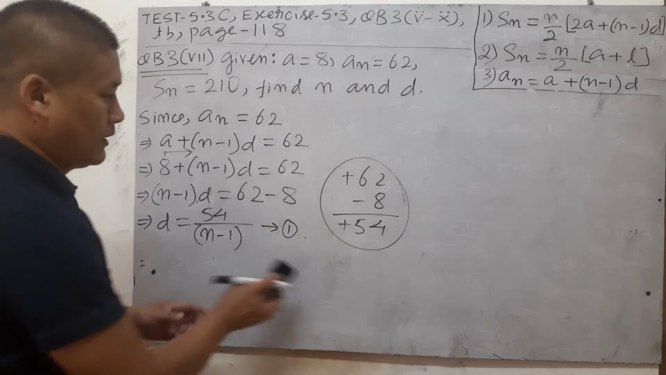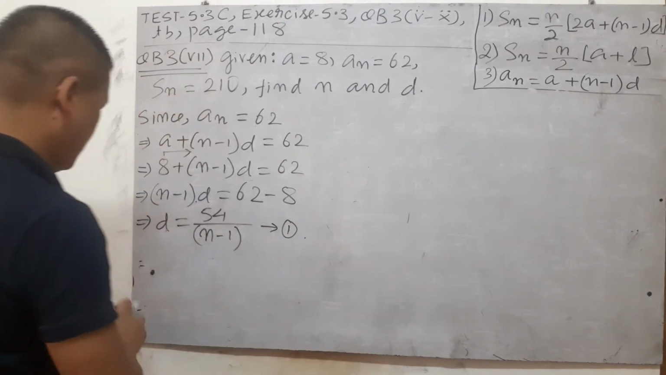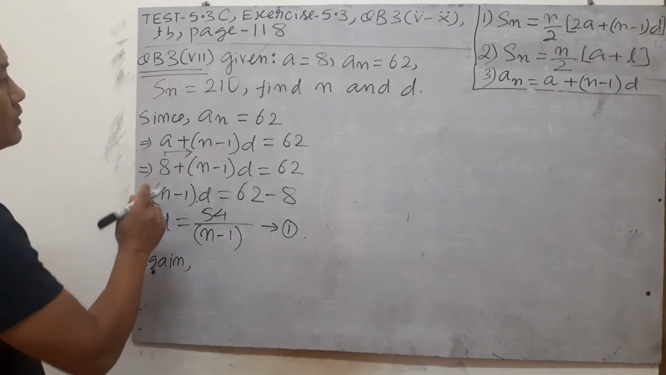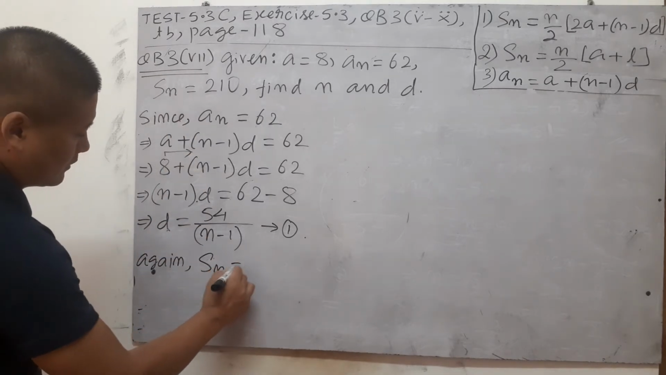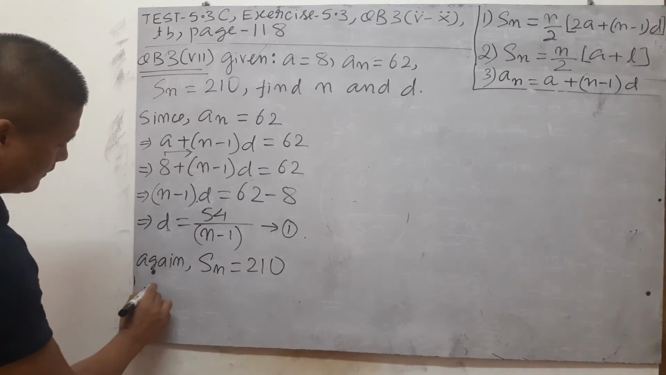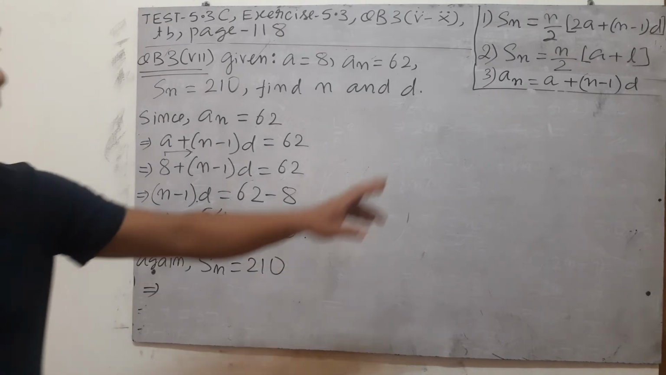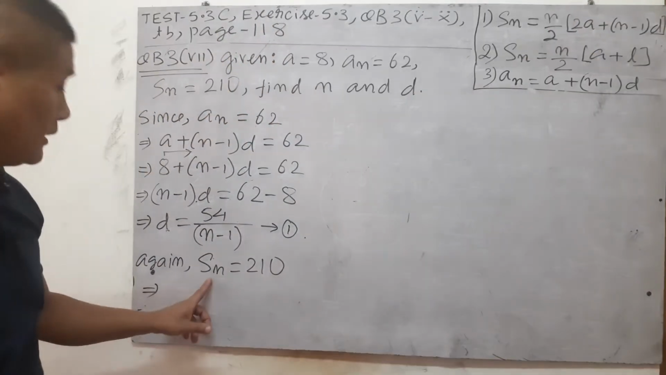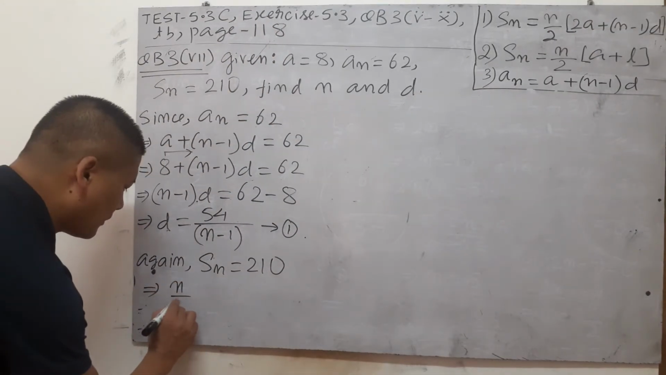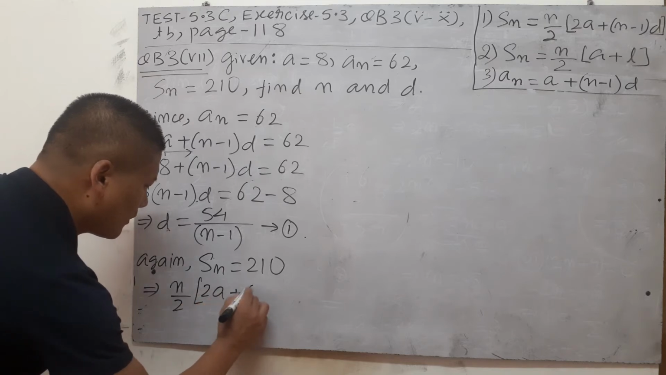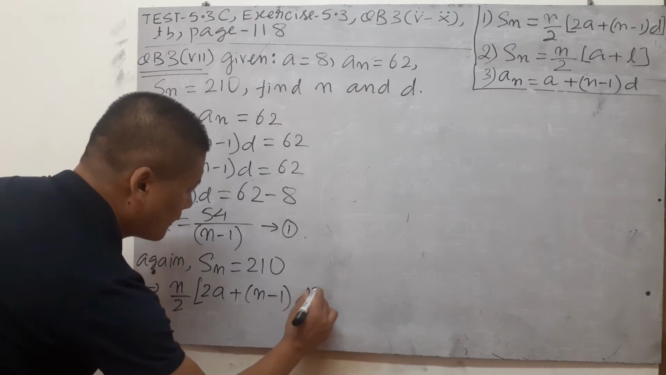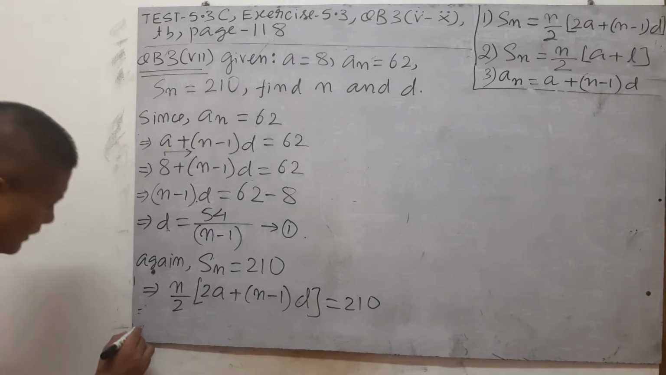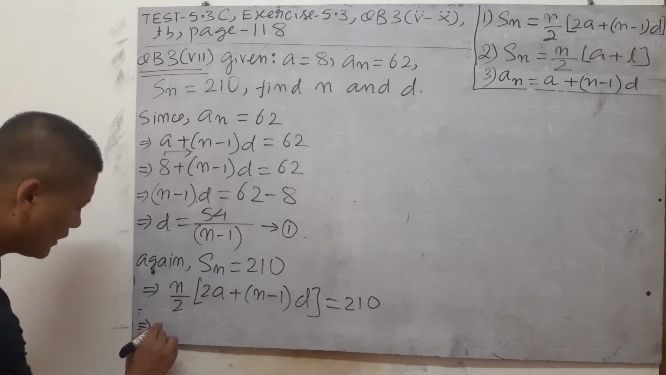Okay, write these things on your rough. Then again, we have some other information: the sum of n terms is 210. So let us apply the first formula, Sn equal to n by 2 into 2a plus n minus 1 into d. So Sn is replaced by n by 2 into 2a plus n minus 1 into d, equal to 210 on the right side. We don't know n yet, so just write it down.